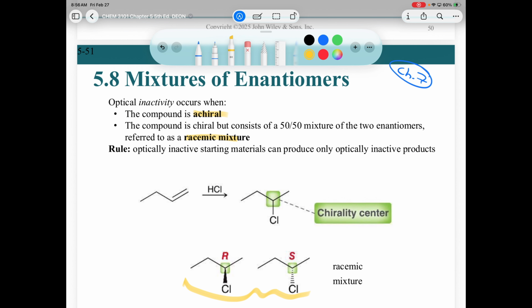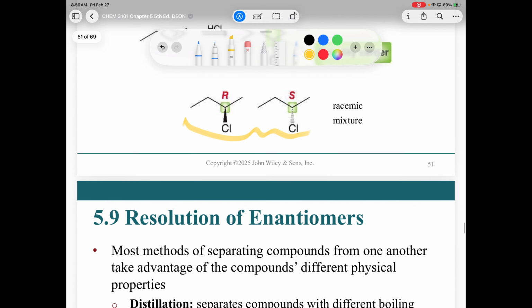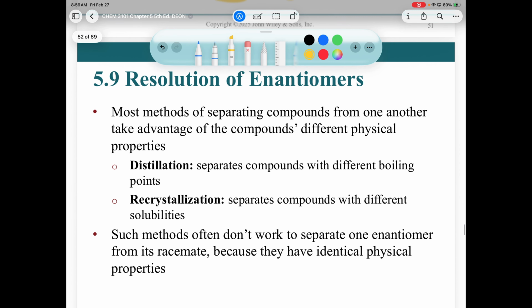Again, we are only going to look at achiral synthesis in this class, but if you're wondering how do you separate those two, R and S 2-chlorobutane? That's a great question. And again, I'll try to address that right now. Sorry, I have it on this slide. So how do we separate compounds that differ from one another? So how do we separate a 50-50 mixture of R and S? How do you do it?